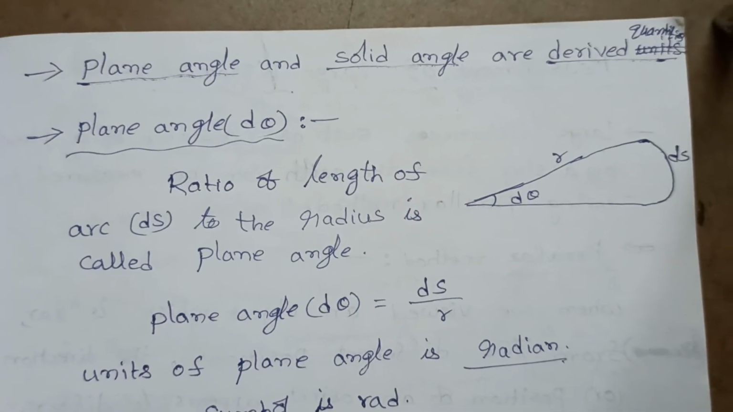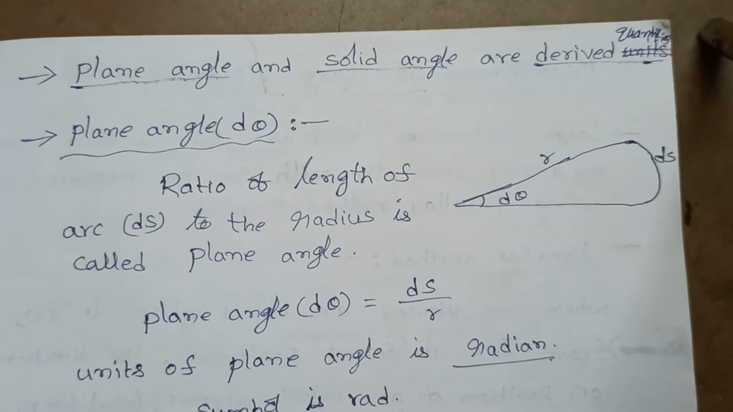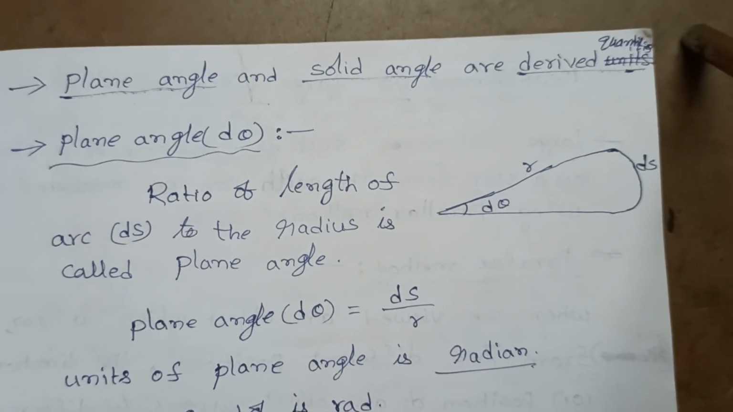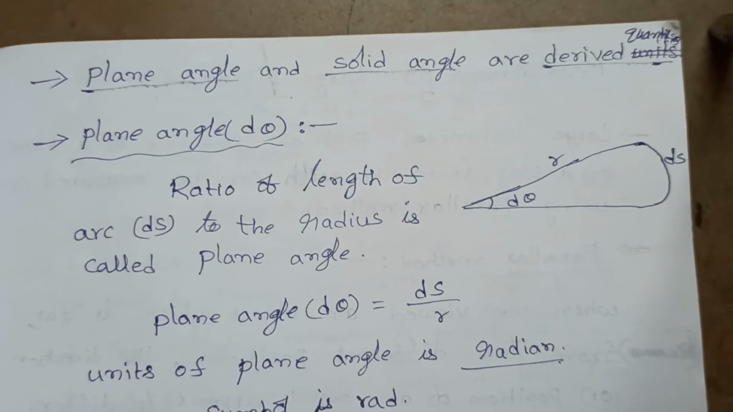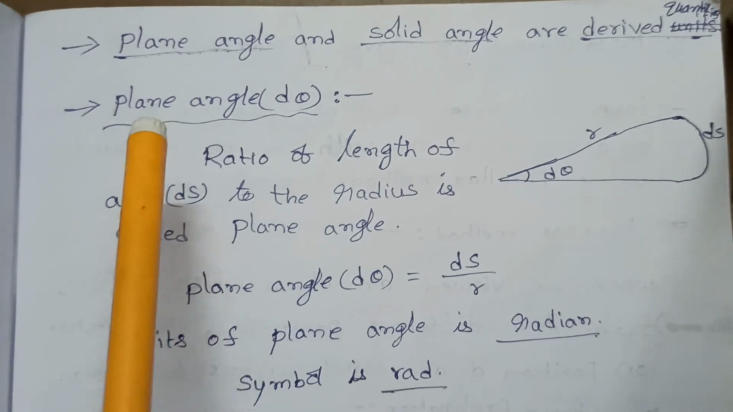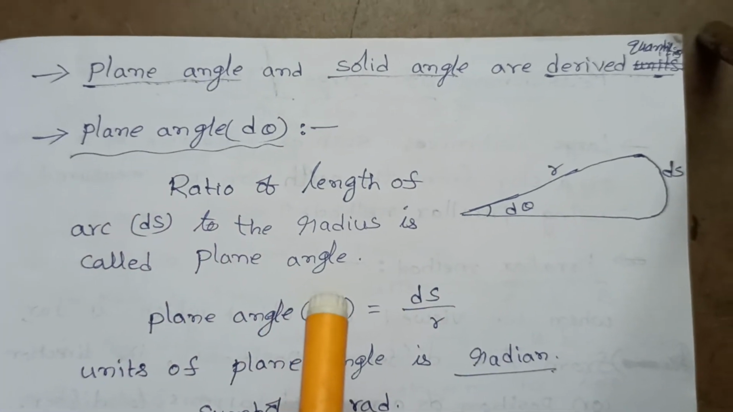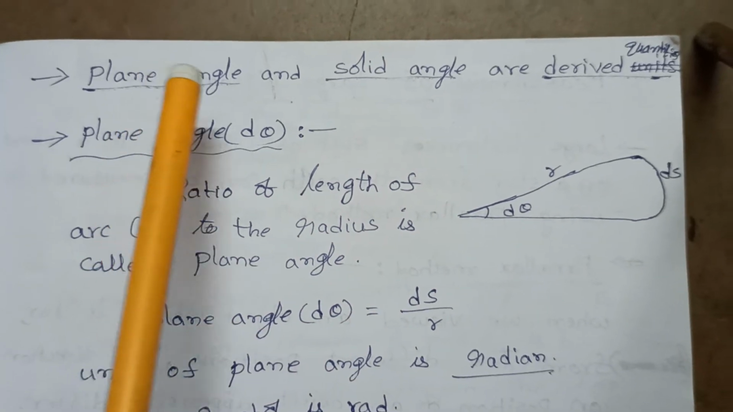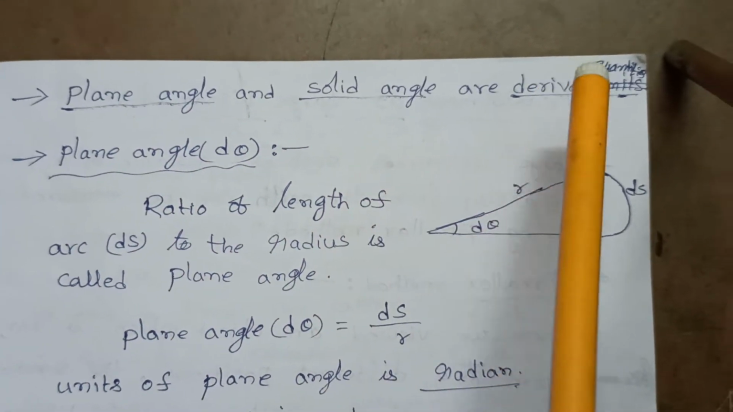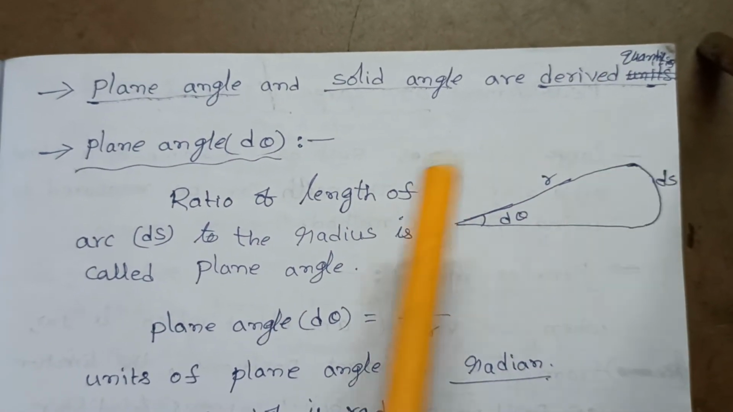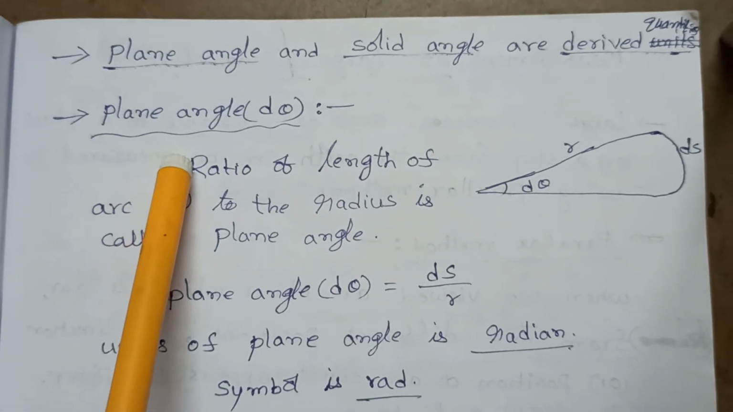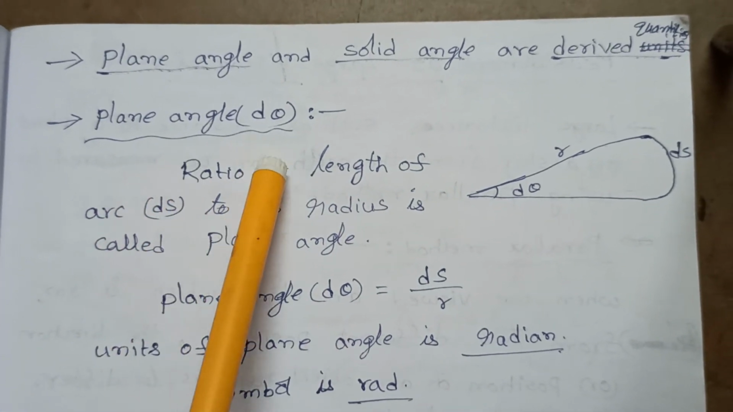Next we are going to discuss plane angle and solid angle. These are derived quantities, not fundamental quantities. Plane angle and solid angle are derived quantities. The first quantity, plane angle, d theta.